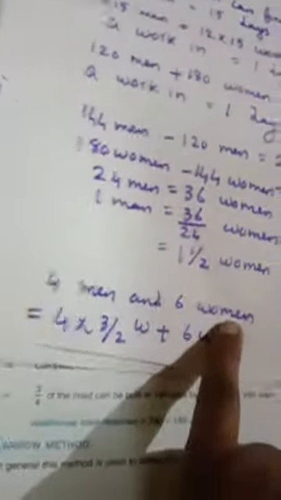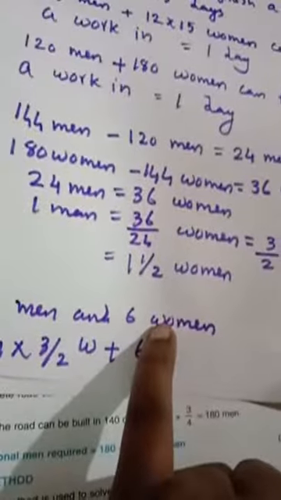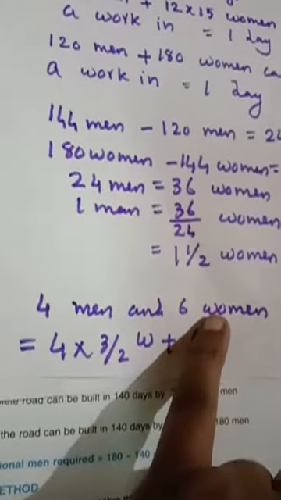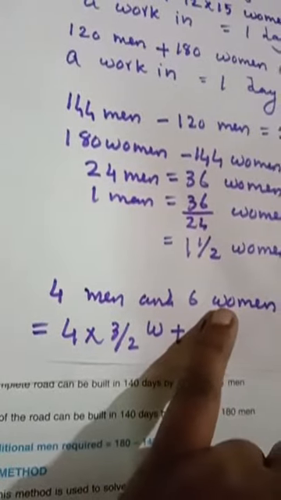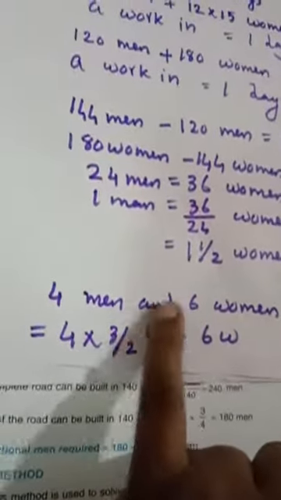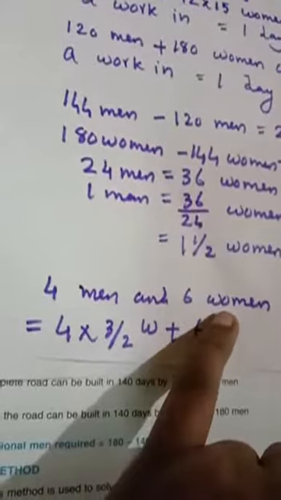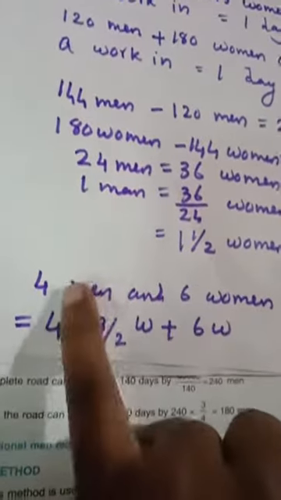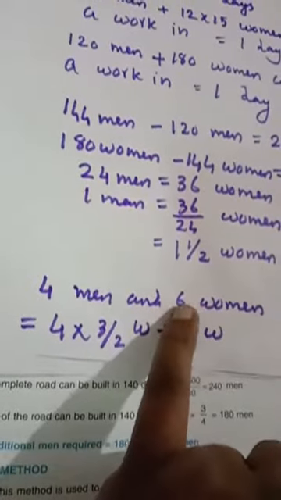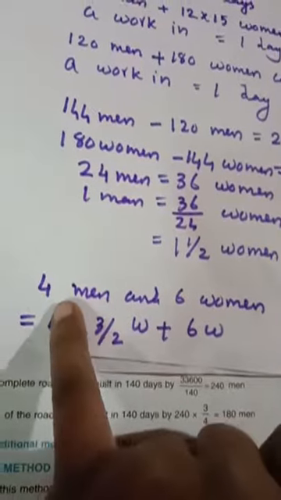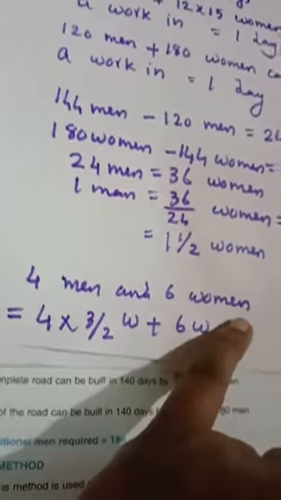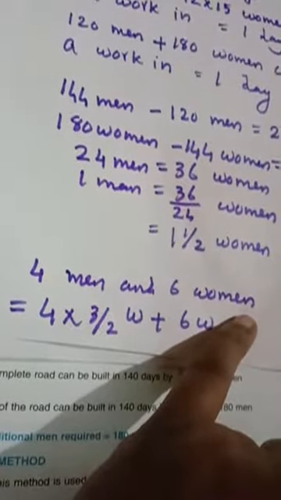Now 4 men and 6 women. Our first question is over. Now the second sub-question: time taken by 4 men and 6 women. As in the previous question, you want to make it in any one mode. Either you convert the women to men or men to women. Here it is easy to convert men to women.